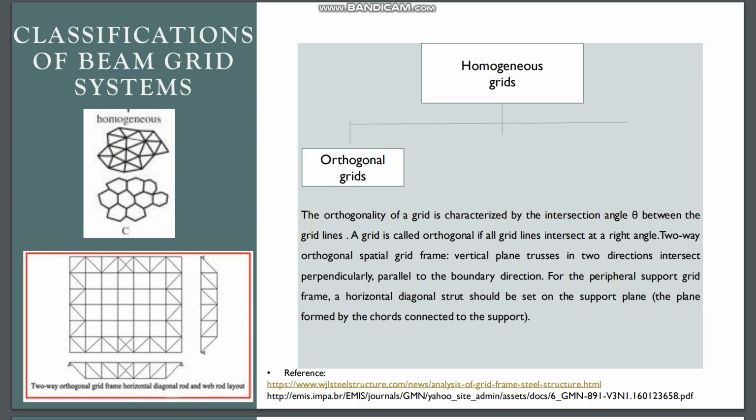Orthogonal grids. The orthogonality of a grid is characterized by the intersection angle between the grid lines. A grid is called orthogonal if all grid lines intersect at a right angle. Two-way orthogonal spatial grid frame: vertical plane trusses in two directions intersect perpendicularly, parallel to the boundary direction.